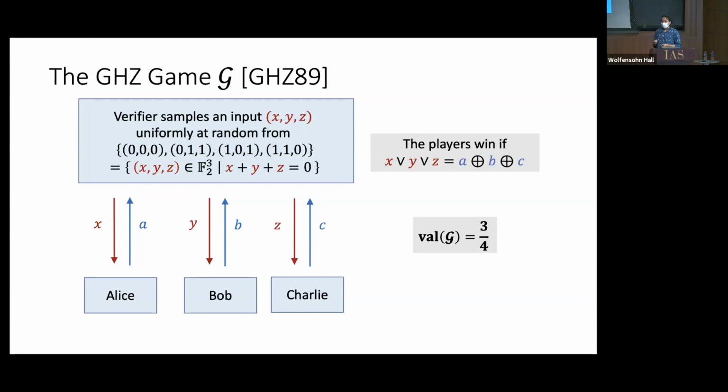One strategy that the players can follow is to always return 1. In this case, you can see that the players lose only on input 0, 0, 0. So here is a strategy that wins with probability 3/4. In fact, you can show that this strategy is optimal. That is, every strategy can get a success probability of at most 3/4. So the value of the GHZ game is 3/4.